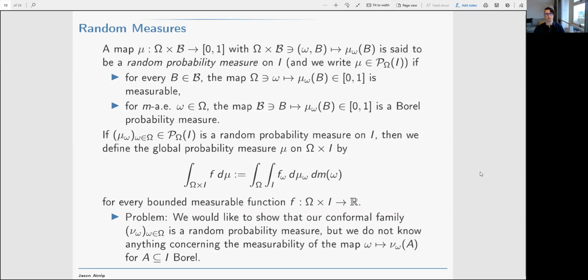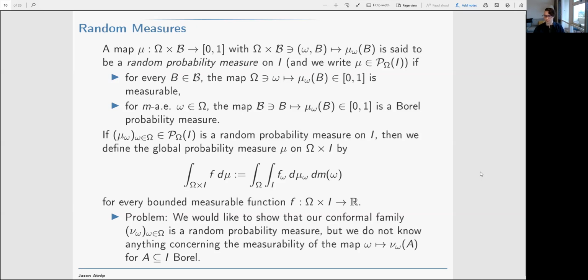Now, the nice thing about random measures is that there's a sort of equivalence here with probability measures on the product. Here we've written one side of this equivalence: given a random probability measure, which is this family of measures, we can define a measure on the product omega cross I just by integrating first over the fibers and then with respect to m. Okay, so a random measure is very nice, and we can integrate across the fibers.